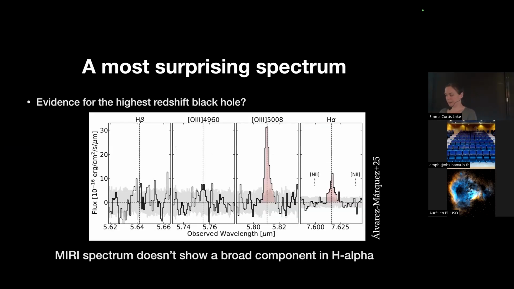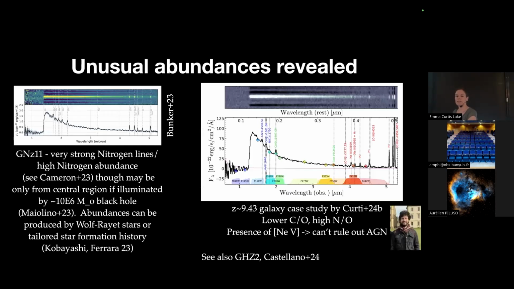But a subsequent spectrum in the rest-frame optical, if that was the case, we might expect to see a broad line in H alpha, and we don't. So the jury's out on this one. But it does show very strong nitrogen lines. We can go back to this. And, well, with some assumptions, this might indicate a high nitrogen abundance.